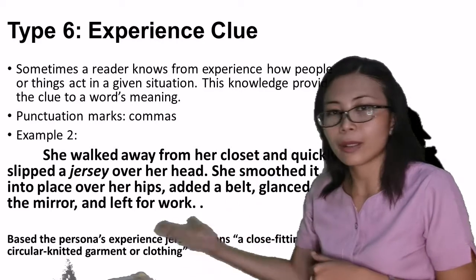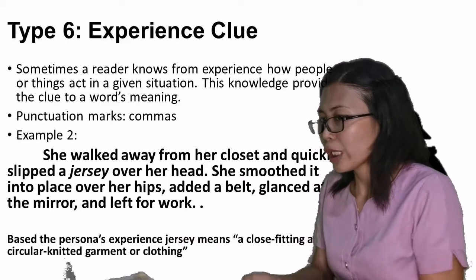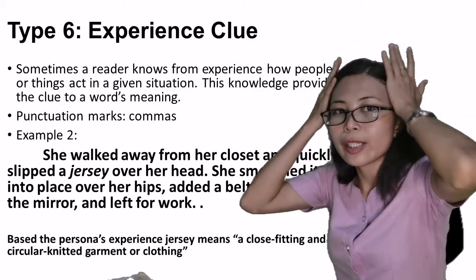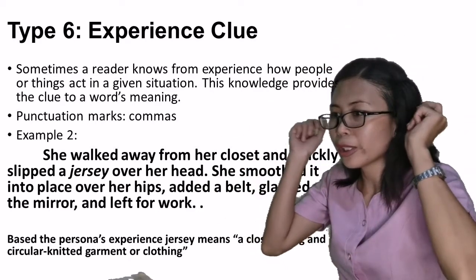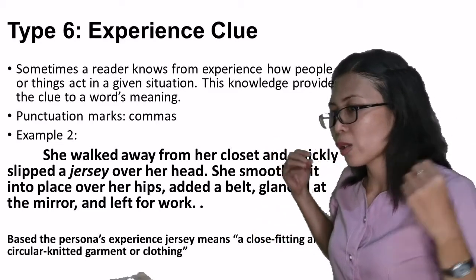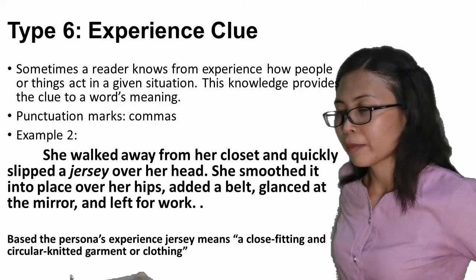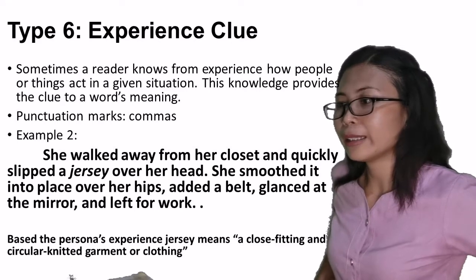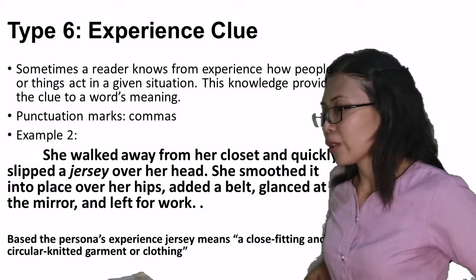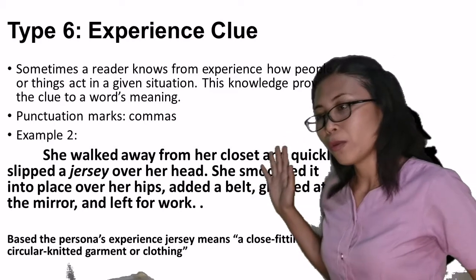She walked away from her closet. Actually, that jersey is from the closet, and she quickly slipped that jersey over her head. Okay, she took the jersey until she smoothed it and placed it over her hips, and then after that she also added a belt. And after adding a belt, she glanced at the mirror and went for work.